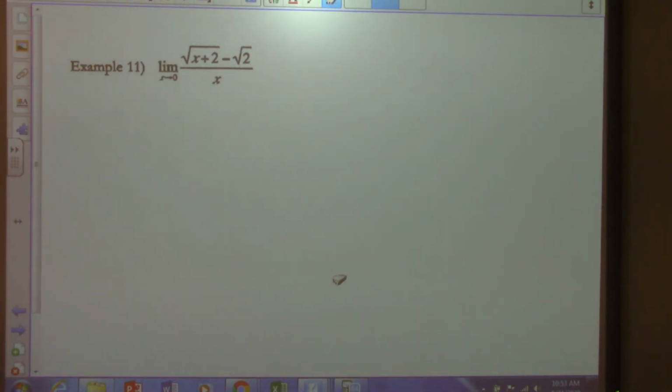Now for this one, if you plug in 0, can you see you're going to end up getting 0 over 0? Because you'll get square root of 2 minus square root of 2 over 0. So how would you handle something like this? Completely honestly, I probably wouldn't. I'd skip it.